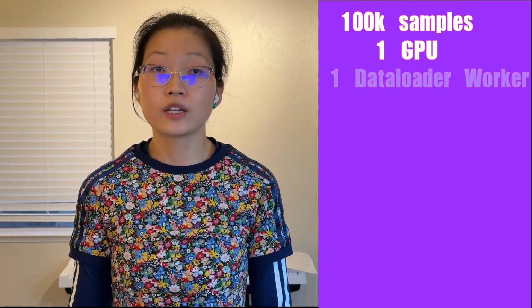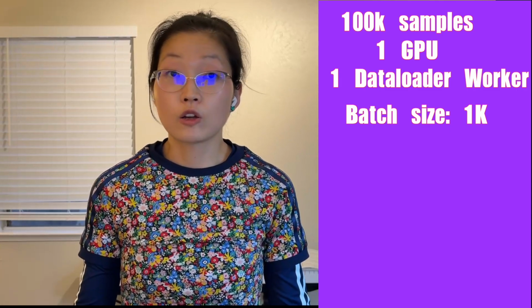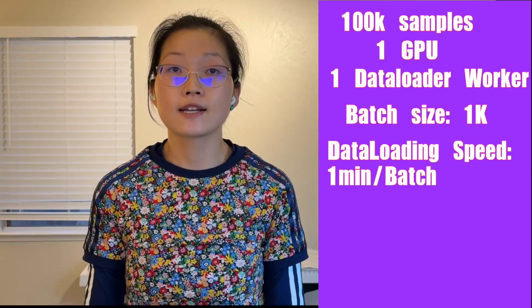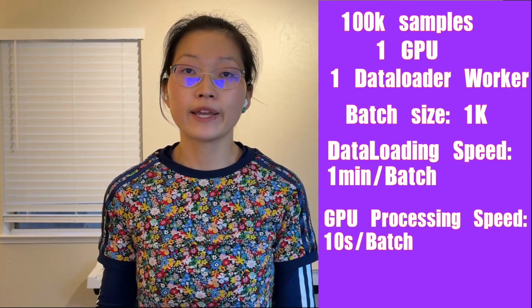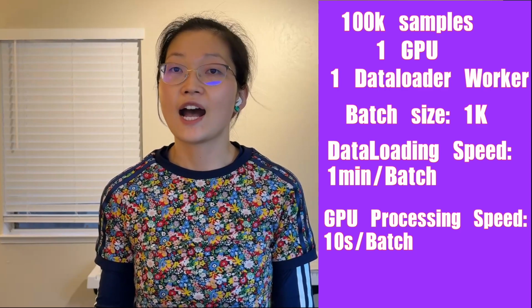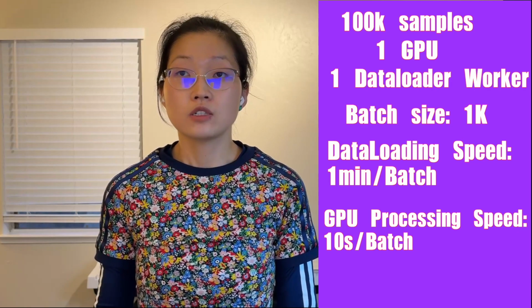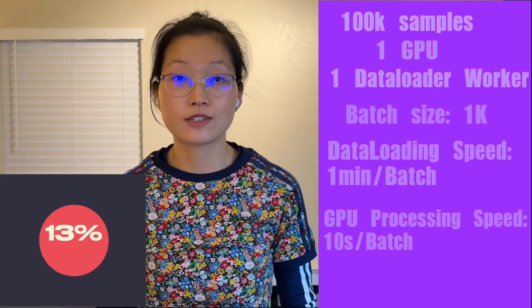To demonstrate the problem, let's look at a simple setup. Say you have 100,000 samples, one GPU, one data loader worker, and the batch size is 1,000. Assume your data loading speed is 1 minute per batch, and your GPU processing speed is 10 seconds per batch. So in a single minute, your GPU spends only the first 10 seconds working, and the next 50 seconds idle, waiting for the next batch. The GPU utilization rate here is only 17%, 10 out of 60.